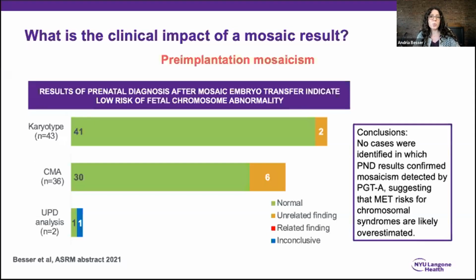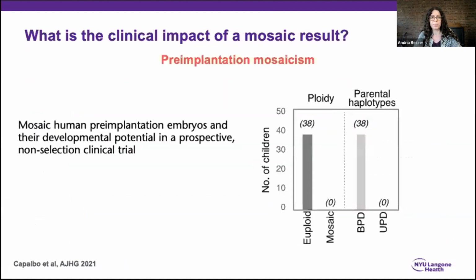So our conclusions were that the risk of chromosomal syndromes with mosaic embryos, or the risk of an adverse outcome, seems to be overestimated for the most part. The results from the non-selection study were similar. They found that 38 newborns from mosaic embryos that were able to be tested were euploid. They also went a step further and genotyped those newborns and found that all of them showed genome-wide biparental inheritance and none of them had UPD.